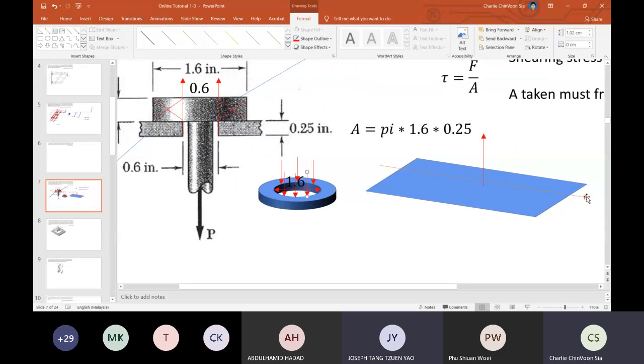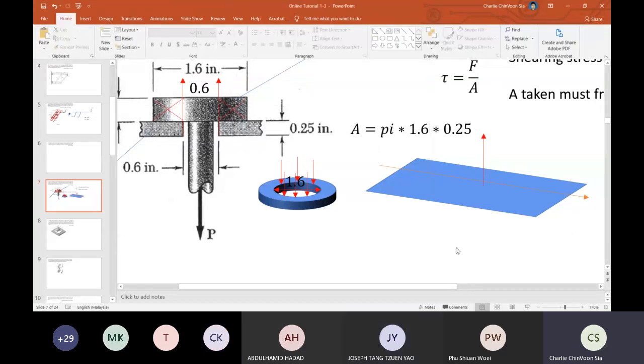So shear and area. Shear and area. All you need to do is identify the direction of the force. If you want to calculate the shear stress, the area taken must be along the force, right? So not perpendicular. Perpendicular is to calculate the normal stress, not the shearing stress.